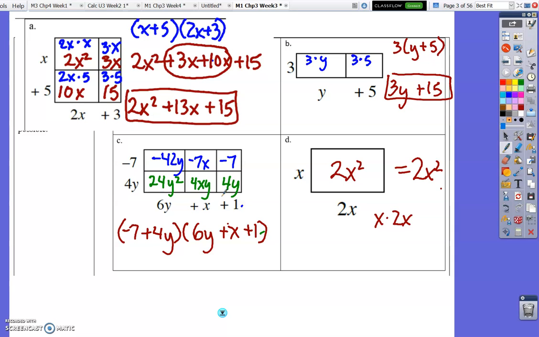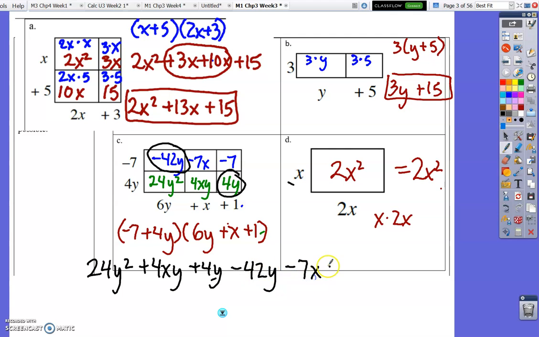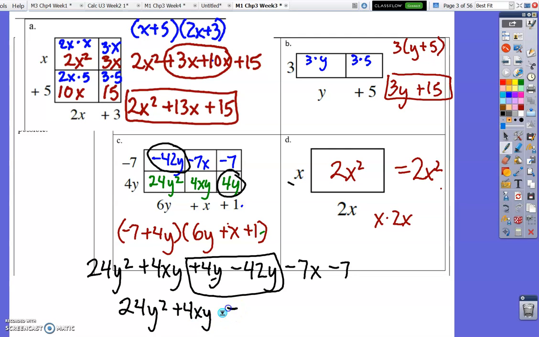So when I look at my box, I want to look for things that might be considered alike. So I have these two that are alike, and that's it. So just something to keep in mind. So I'm going to go ahead and write my answer down. I have 24y squared. And then I have 4xy. And then I have this one and that one. I'm just going to write them next to each other: 4y minus 42y, then minus 7x minus 7. And these two can combine. That's it. So 24y squared plus 4xy minus 38y minus 7x minus 7. And nothing else is a like term, and so that's it, and I'm done.